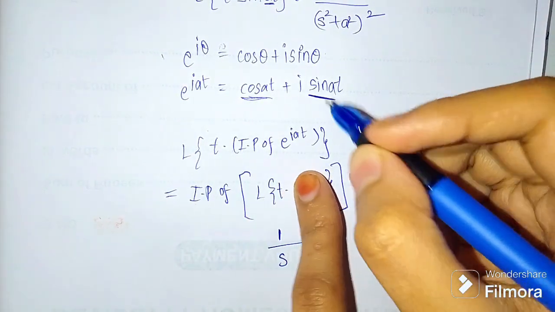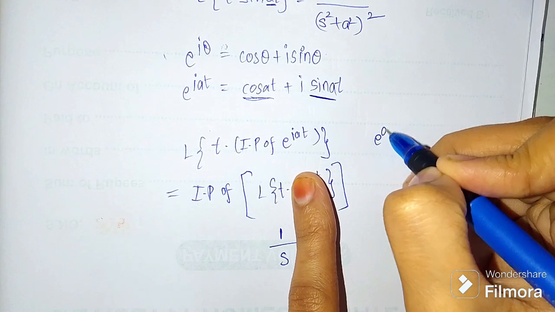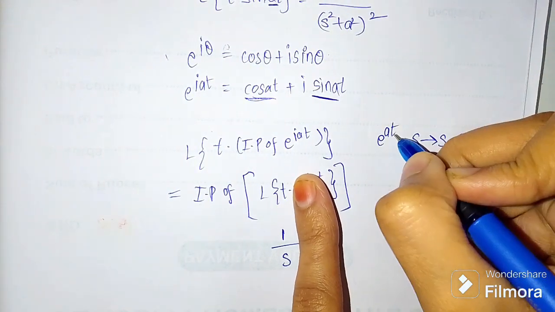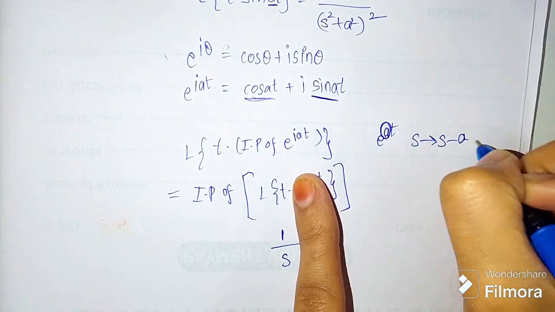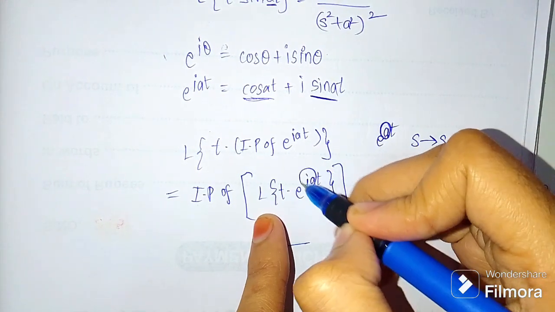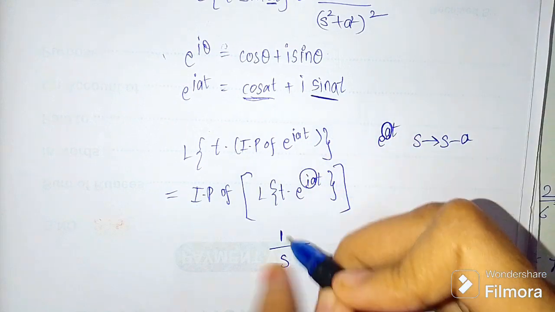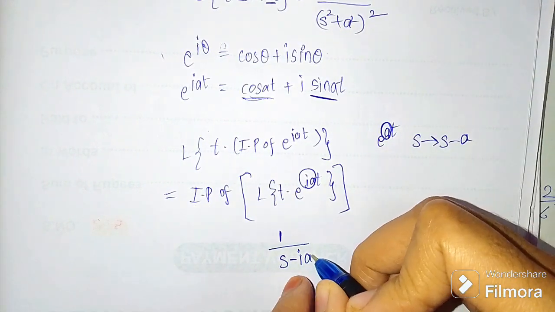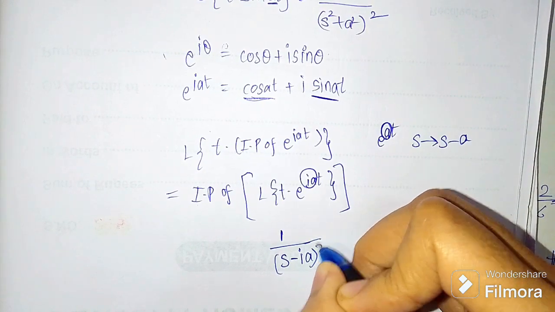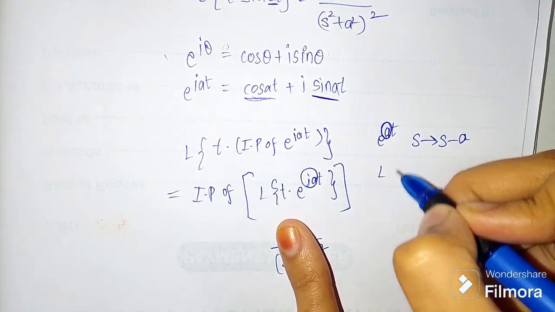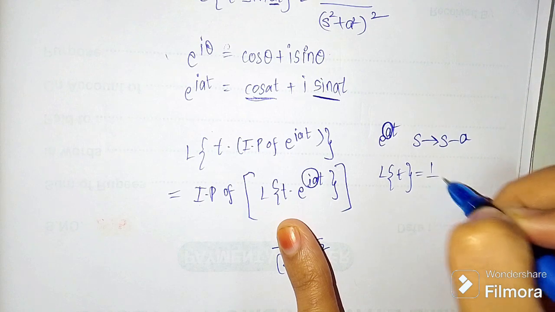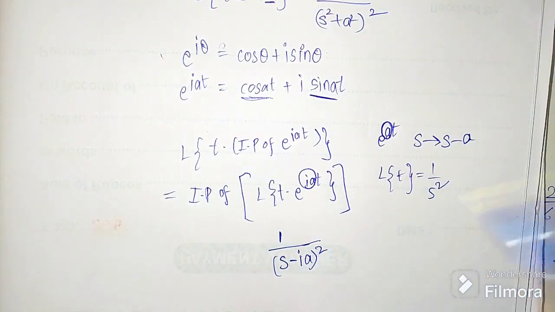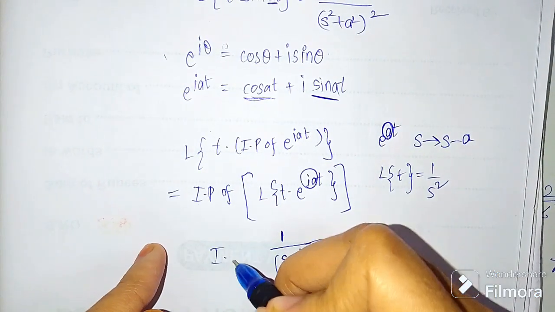Before, we used to have e power at, and we used to shift s to s minus a. Now instead of a, ia is there. So what should I write? s minus ia, whole square, in the denominator. Laplace of t is 1 by s square, so I am shifting my s to s minus ia. Now I have to write this like this.